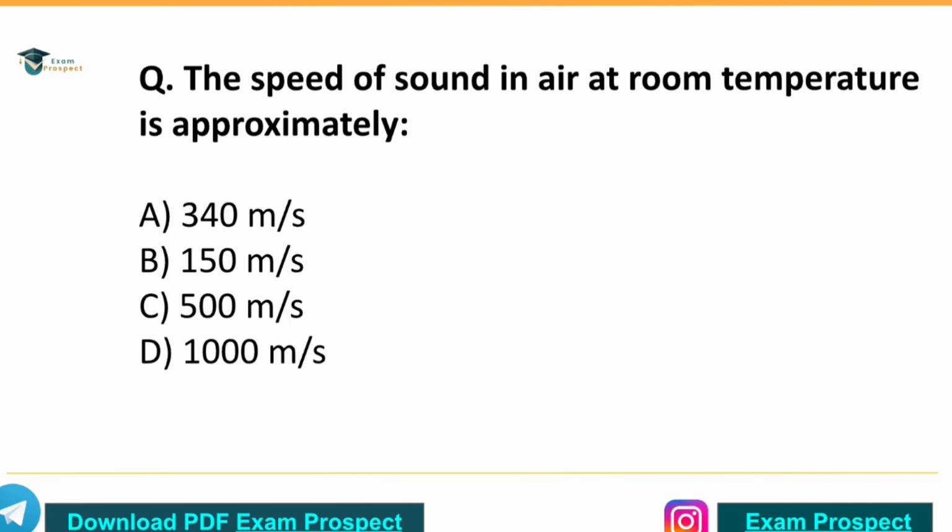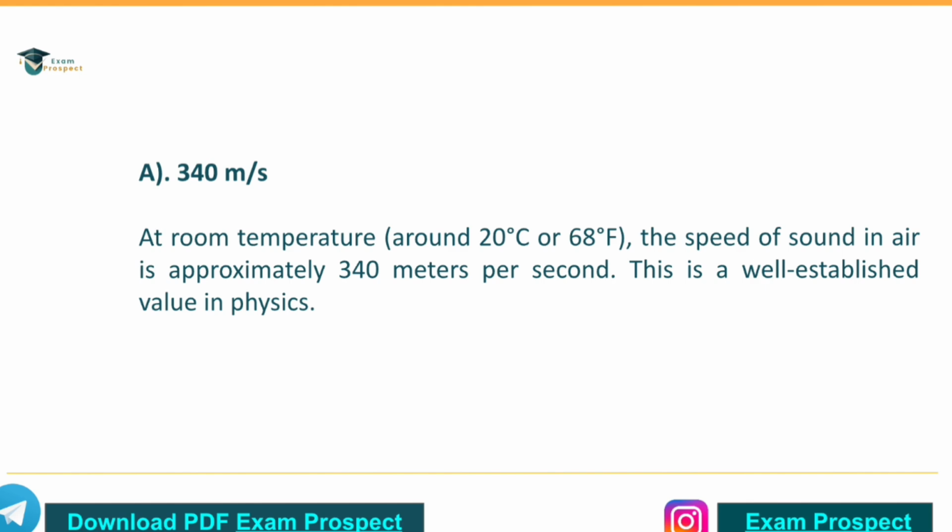Next question, the speed of sound in air at room temperature is approximately? The correct answer is option A, 340 meters per second. At room temperature, around 20 degrees Celsius or 68 degrees Fahrenheit, the speed of sound in air is approximately 340 meters per second. This is a well-established value in physics.